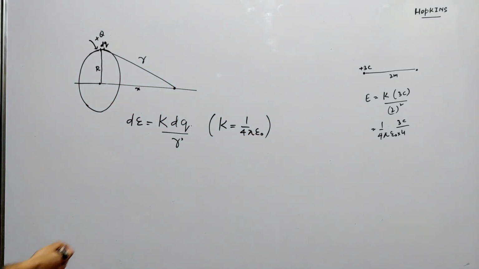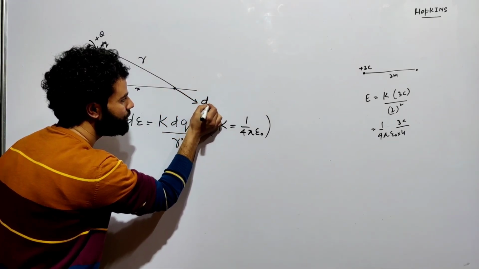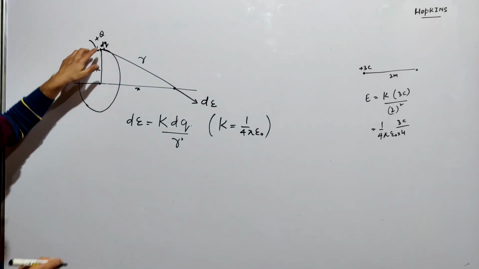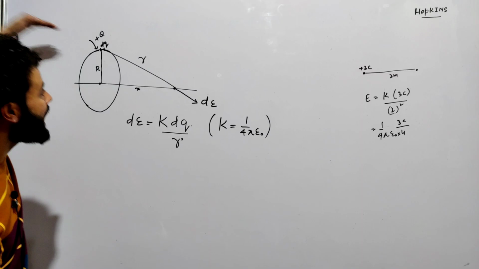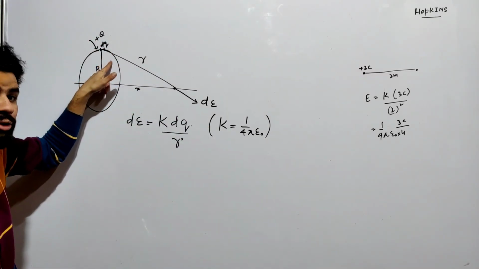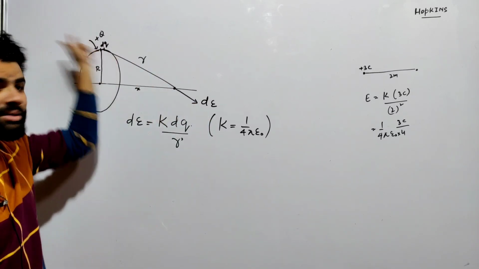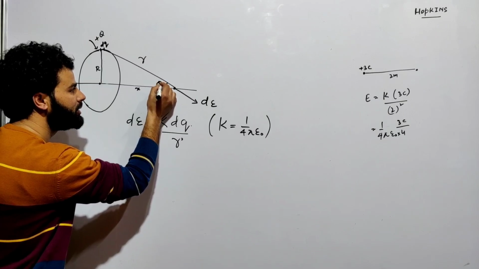Now this electric field would be in this direction. Why would it be in this direction? Because this is some positive charge, and the electric field line due to a positive charge goes away from the source. This electric field will be like this. Had it been a negative charge, then the direction of the electric field would have been this. Is that okay? And let us say this is some angle theta.